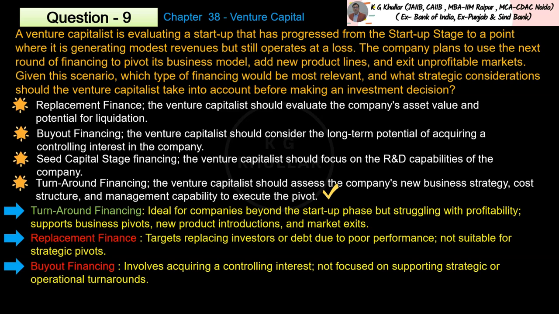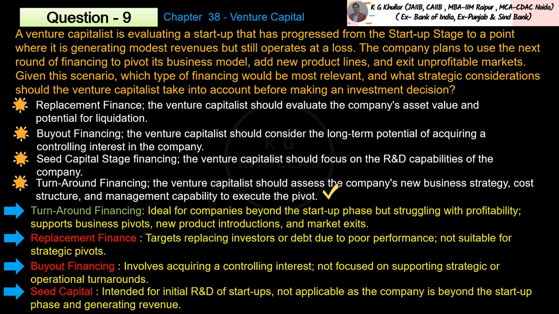The next option B says buyout financing. Now friends, this involves acquiring a controlling interest in a company, often through a management buyout or leveraged buyout. Now this financing is not designed to support strategic pivots or operational turnarounds, which is the company's primary need in our case study. Lastly, option C says seed capital stage financing. Friends, seed capital is for initial R&D phase of startups. And this is inappropriate in our question since the company has moved beyond the initial stage and is already revenue generating. So I hope this explanation is also clear to you.